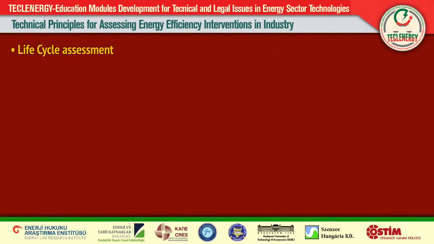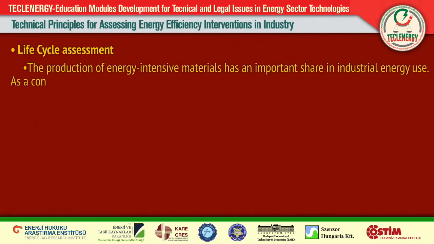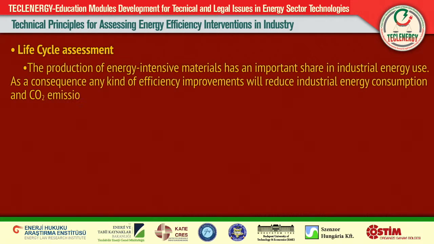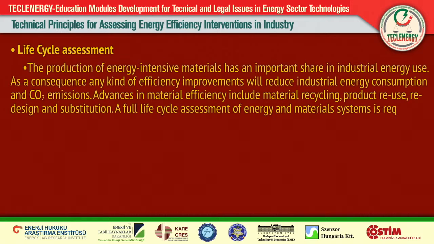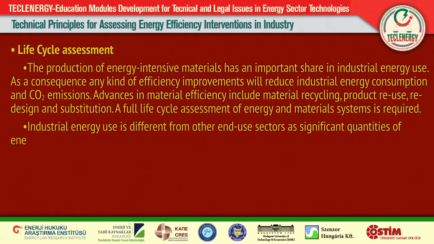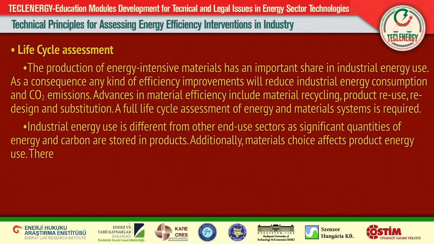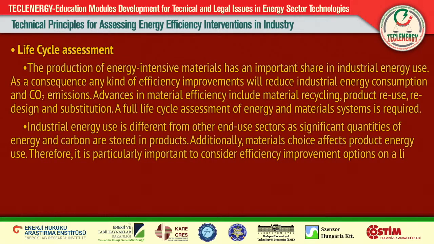Life cycle assessment. The production of energy-intensive materials has an important share in industrial energy use. As a consequence, any kind of efficiency improvements will reduce industrial energy consumption and carbon dioxide emissions. Advances in material efficiency include material recycling, product reuse, redesign, and substitution. A full life cycle assessment of energy and material systems is required. Industrial energy use is different from other end-use sectors as significant quantities of energy and carbon are stored in products. Additionally, materials choice affects product energy use. Therefore, it is particularly important to consider efficiency improvement options on a life cycle basis.